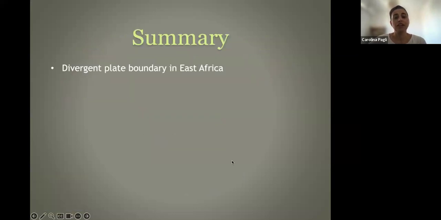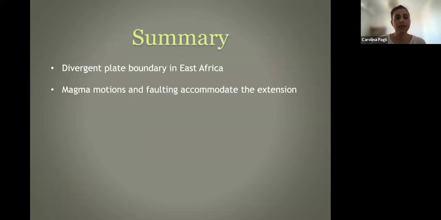Okay, so a little bit of a summary. The study area where the examples are sourced is the divergent plate boundary in East Africa. And here, obviously, the processes that we can witness are mainly the deformation caused by magma motions at various depths, and also faulting. Obviously, all that occurs as a response to the plate extension.